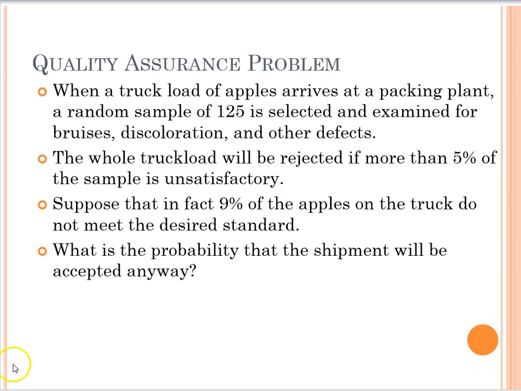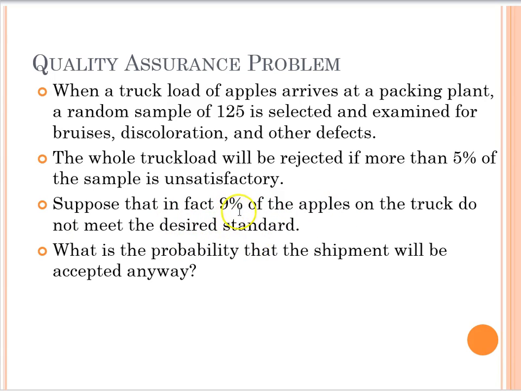Now they can't look at the whole truckload. That would just be too time-consuming and very costly. So instead, they just pick 125 apples to select and examine to see if there's bruises, discoloration, and other defects. And so we're going to look at that sample to see whether or not that sample meets this 5% criteria.